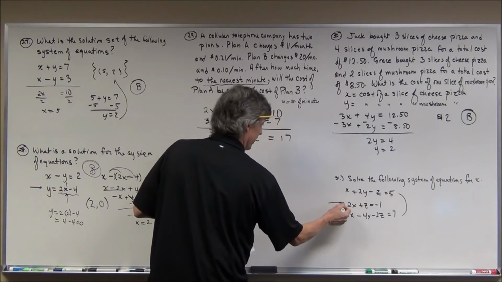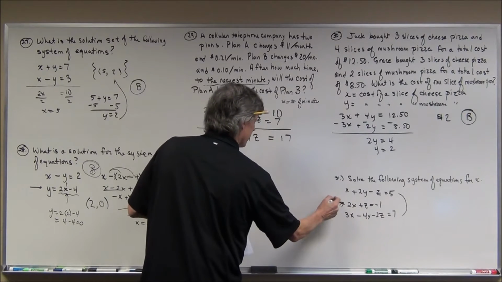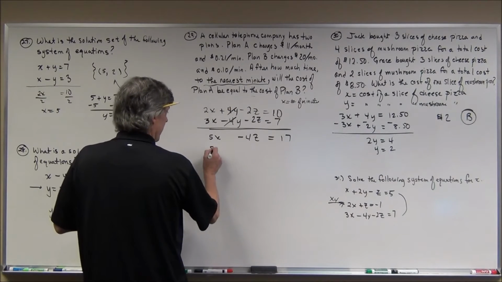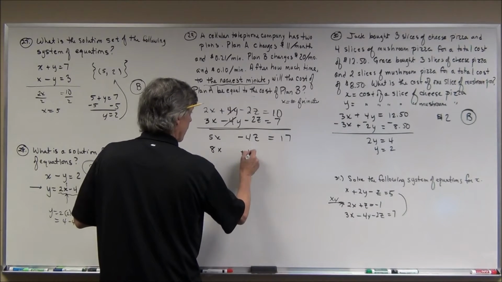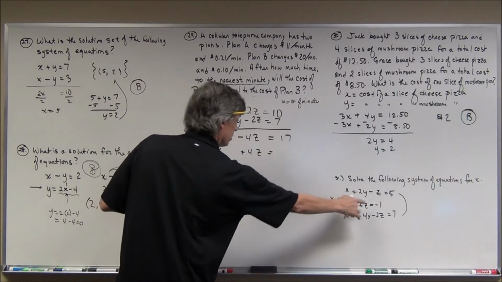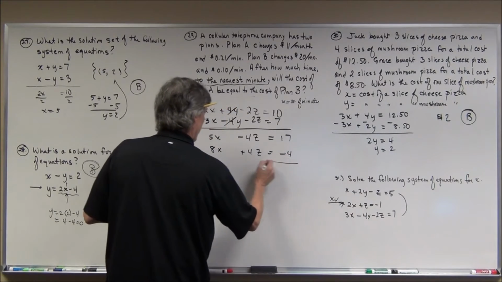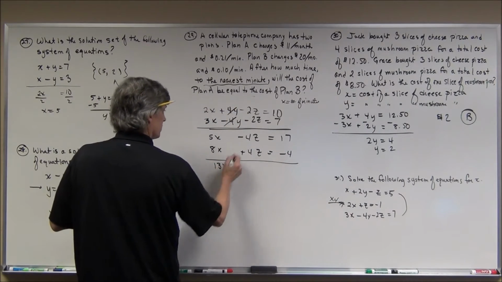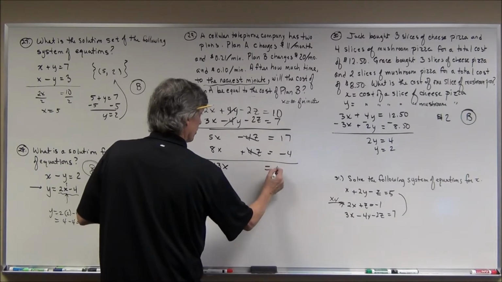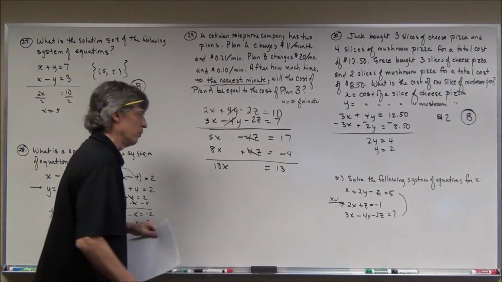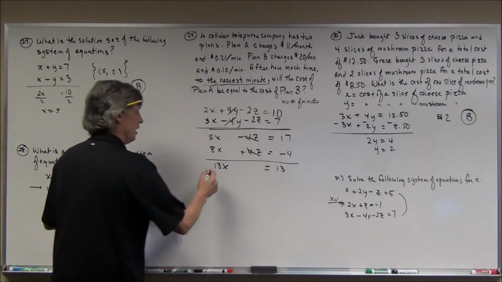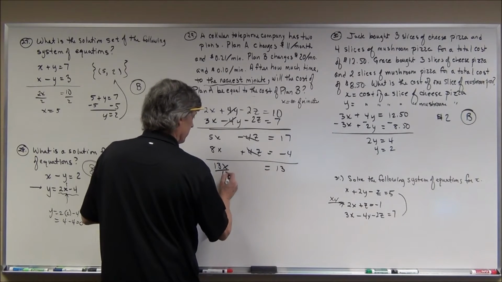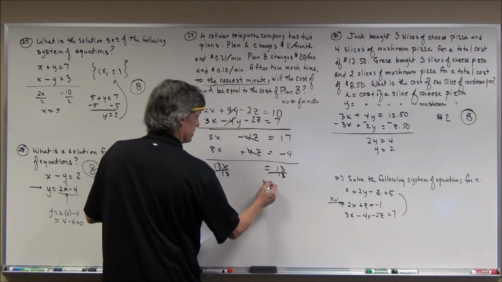I'm going to take this guy right here, and I'm going to multiply him by 4. I get 8x plus 4z is equal to, don't forget the last one, negative 4. 13x, these cancel, equals 13. Oh, you've got to feel good when you get an integer for the first one. So I divide by 13, and I get x is 1.